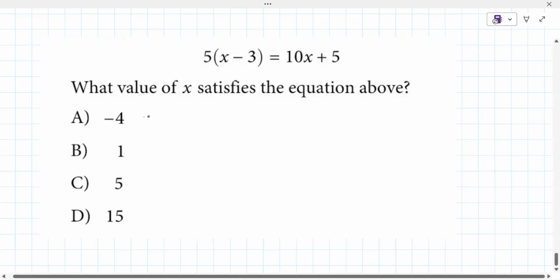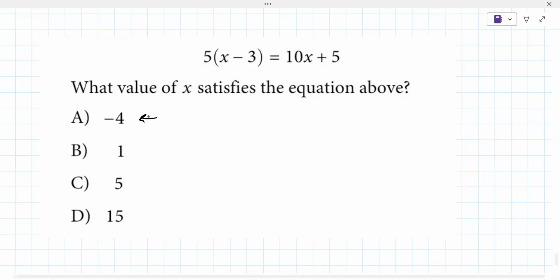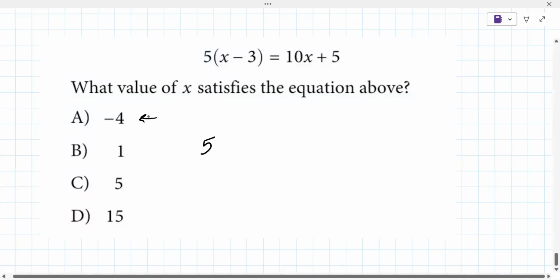Have you tried the first answer, Sourish? Yeah, I'm trying the first answer. It's B. Okay, and you put that in. So 5 times 1 minus 3 equals 10 times 1 plus 5. You're saying this is true? Yeah.